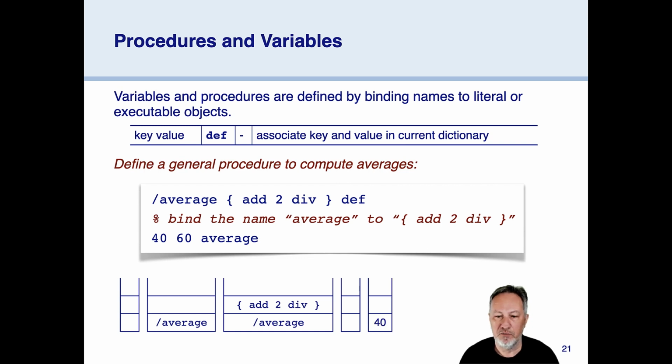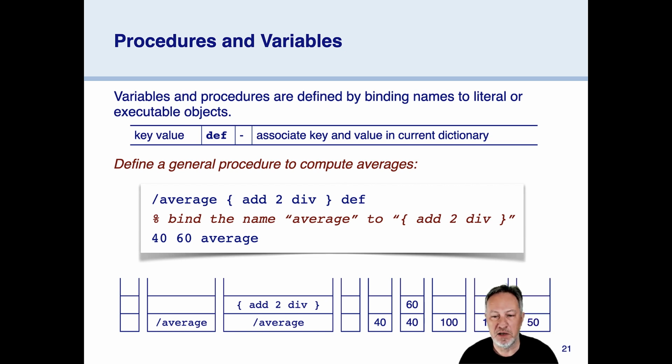Now, if we execute 40, 60, and average, what will happen is 40 and 60 get pushed onto the stack, and then average is executed as if it were macro expanded. That is, we perform add, we perform 2, pushing 2 onto the stack, and we execute div, which leaves the average of the two values on the stack.